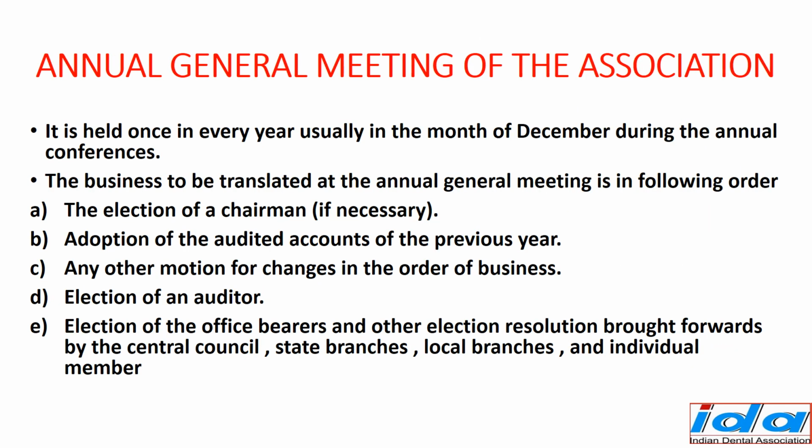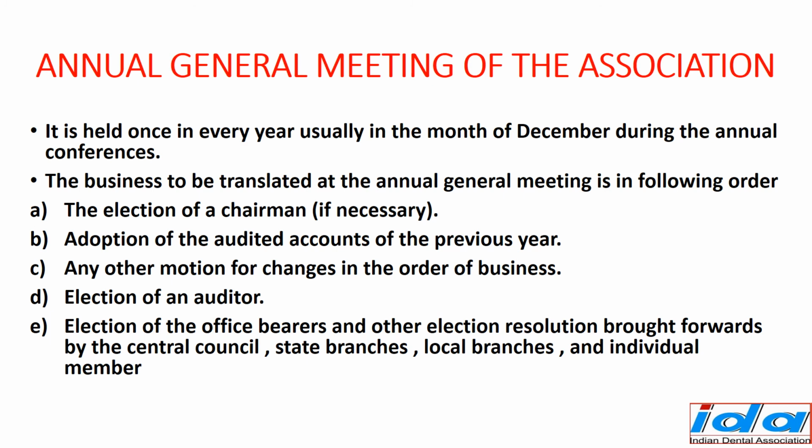So now, what is the annual general meeting of the association? This general meeting is held every year, usually in the month of December during the annual conferences. So now you have your annual conferences, and with these annual conferences, you also have this general meeting of the association.